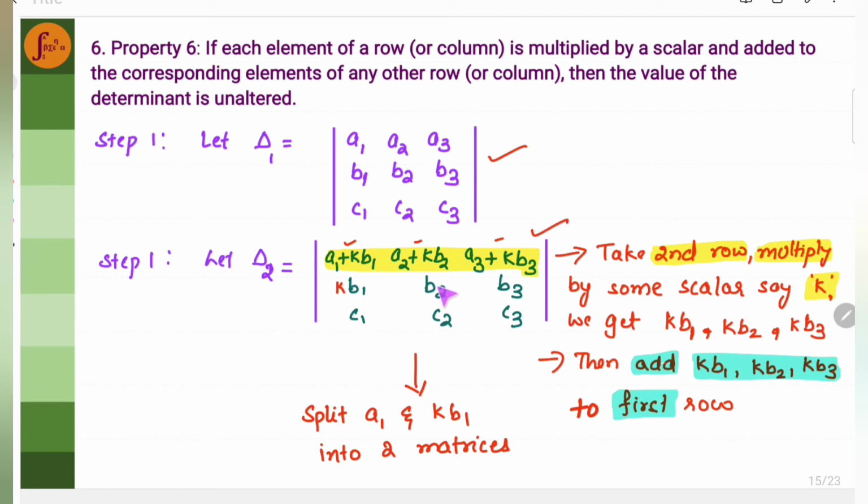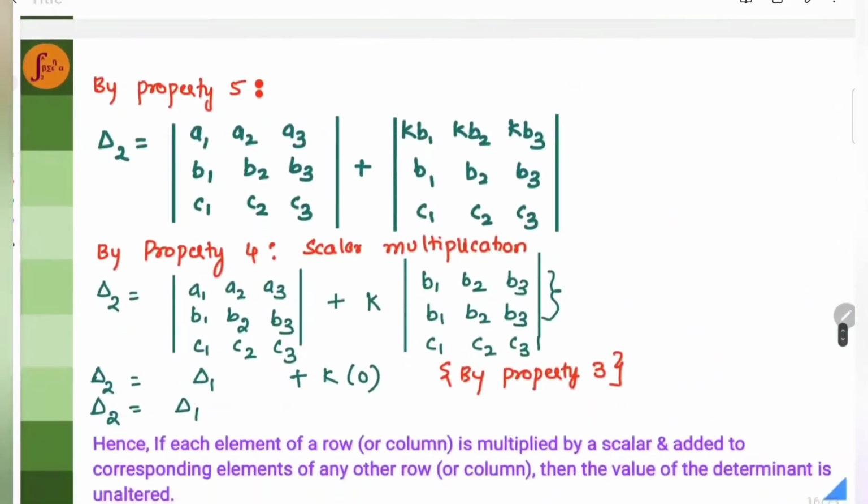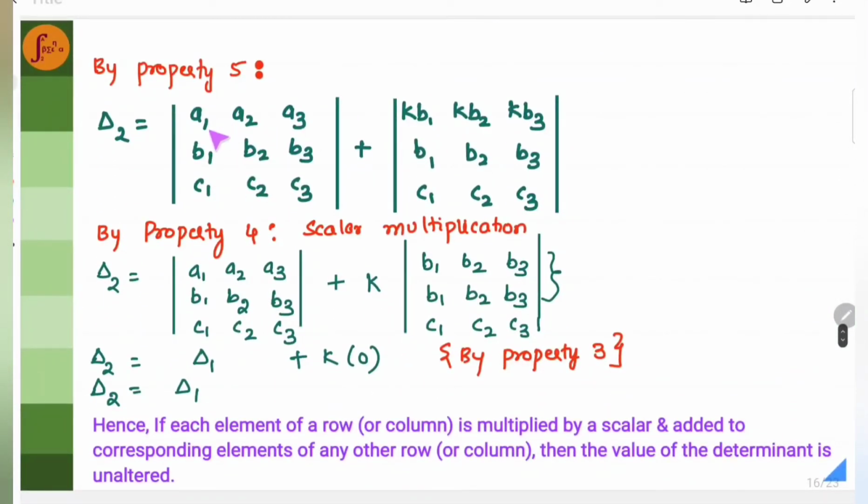In the earlier property, we saw that when you have the sum of two terms, you can split it. You can split it into two determinants, A1, A2, A3 and KB1, KB2, KB3. We saw this in the earlier property and we proved it also.